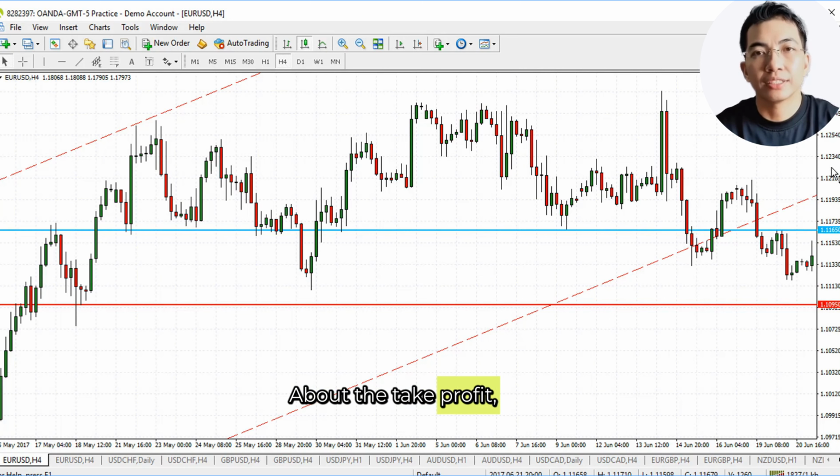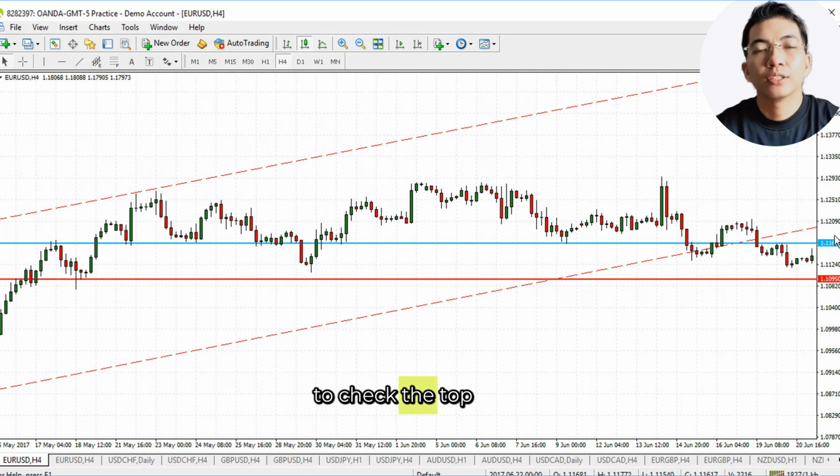About the take profit, I do like this to check the top of the channel, so I can choose a take profit near the top of the channel. I don't really like to have the take profit at the top of the channel, because remember that the trend lines, like support and resistance, are areas, not just lines that the price hits and then comes back. So I'm not expecting the price to hit the line every time, but I expect the price to reach an area near the top of this up channel.